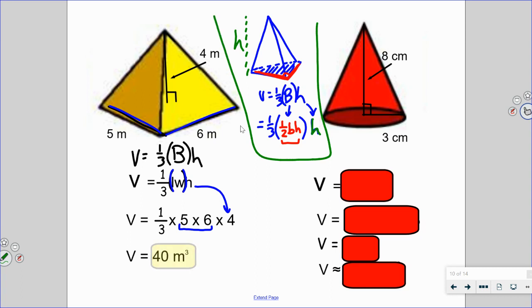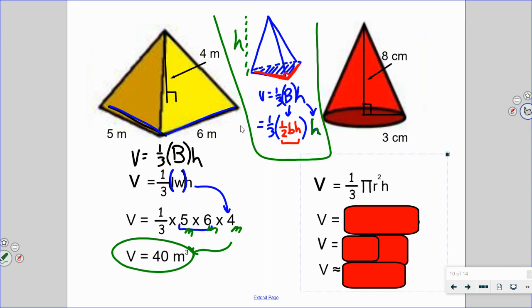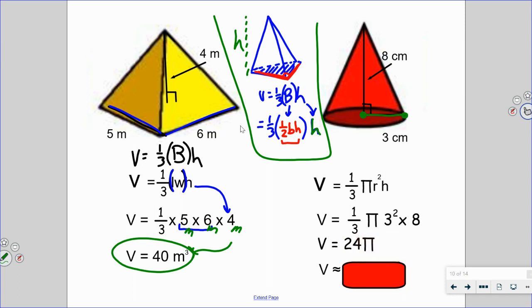1/3 times 5 times 6 times 4 ends up being 40 cubic meters. Notice, meters times meters times meters. We should be sure to have 3 dimensions when we're talking a volume. Now let's go onward to this right circular cone. The most important part, well, we'll write the formula down. But again, we better make sure we check this. Okay, 3 appears to be the radius, so don't double it, don't cut it in half. It is 1/3 times pi times 3 squared times 8. And when we do that, exact answer will be 24 pi cubic meters.